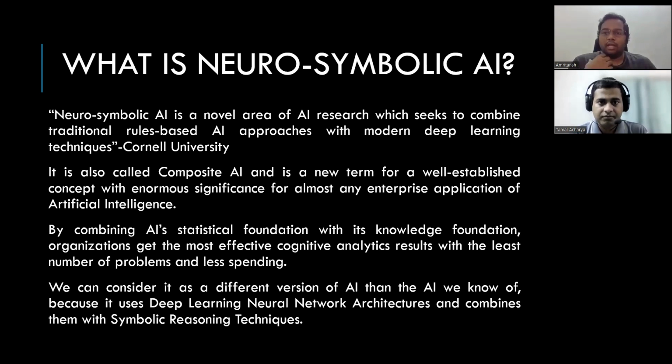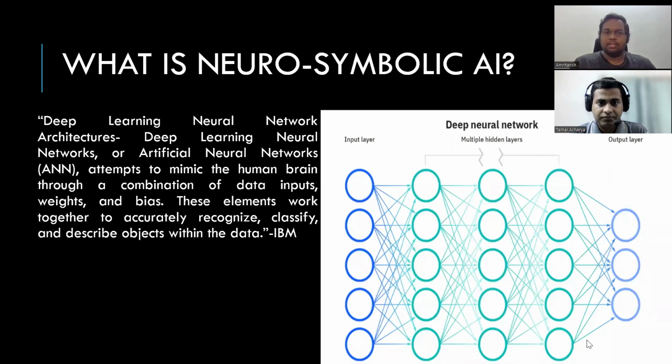You can consider it a very different version of AI from the AI we already know, because it uses deep learning neural network architectures and combines them with symbolic reasoning techniques. Deep learning we already understand, so I'm not going to go too deep here. But you know how deep learning runs: you have multiple hidden layers, and we end up putting all of them together.